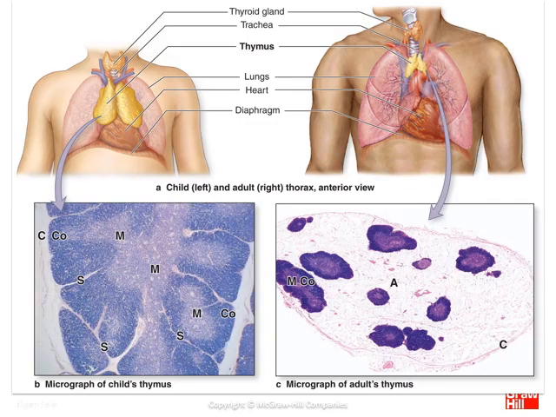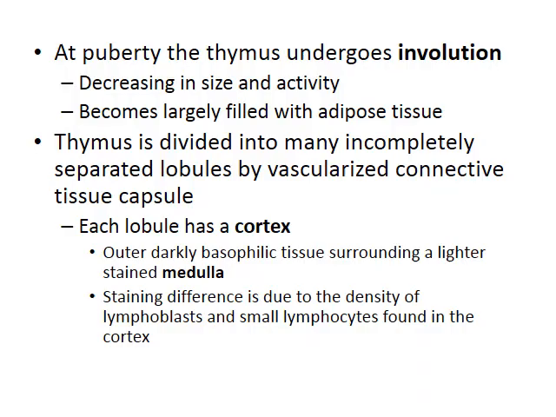So here's our child's thymus, quite large compared to an adult's thymus, which becomes smaller. What happens is it fills with adipose, and there's a little bit more of your thymus active areas left, but most of it's going to be adipose tissue, whereas in the child there's not very much adipose at all. This whole process of becoming adipose tissue is called involution, where it decreases in size and activity.